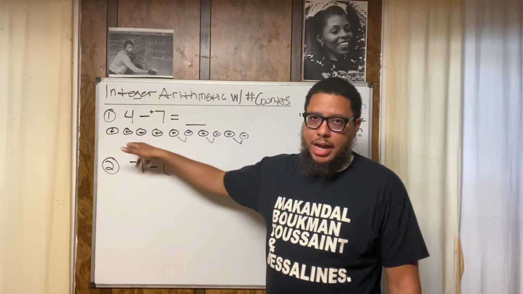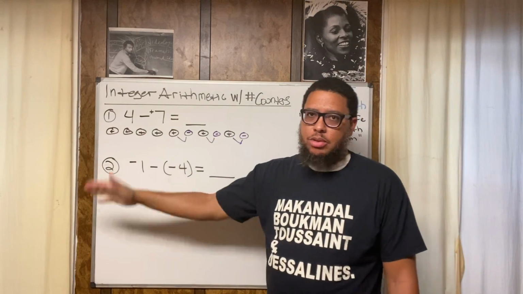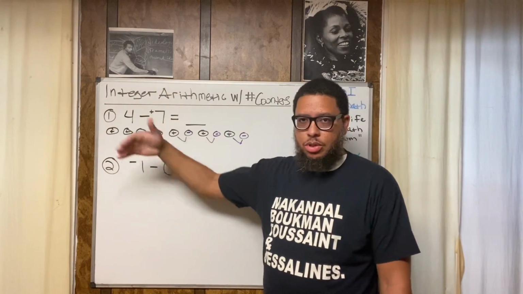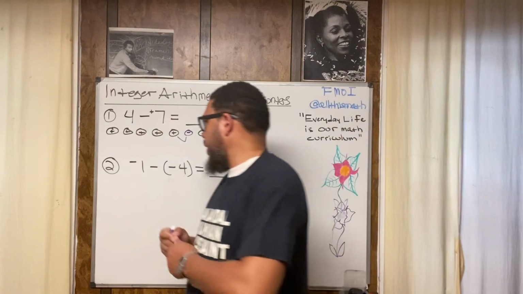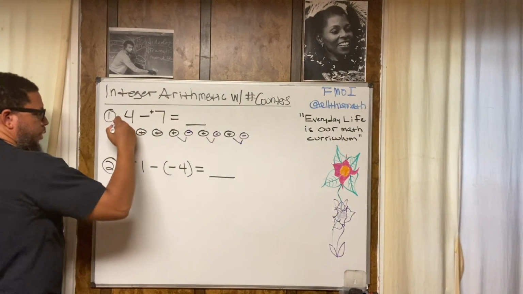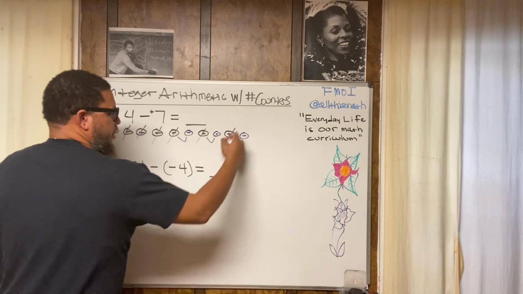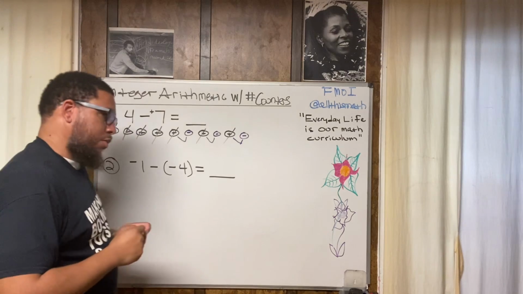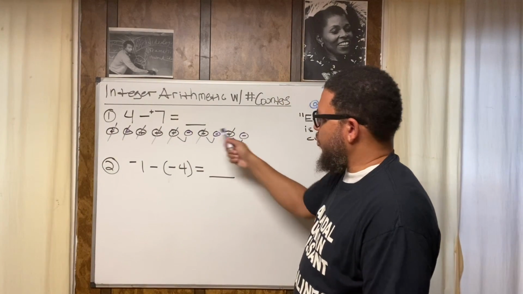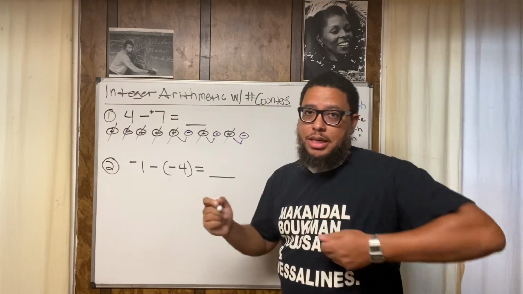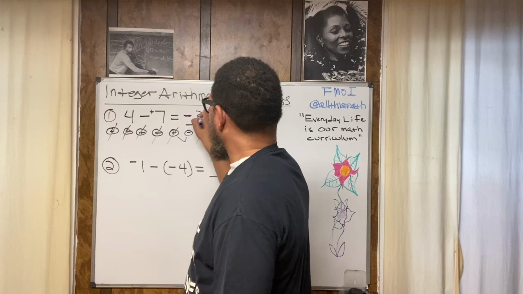But we start out doing pre-algebra, use these training wheels. Eventually, you're not going to need them, but as a start, use them. So we're going to take away positive 7. Look what I'm taking away: this, boom, 2, 3, 4, 5, 6, 7. I took away 7 positives. Now, what's left? 1, 2, 3, the 3 negatives. So that means that 4 minus 7 is equal to negative 3.